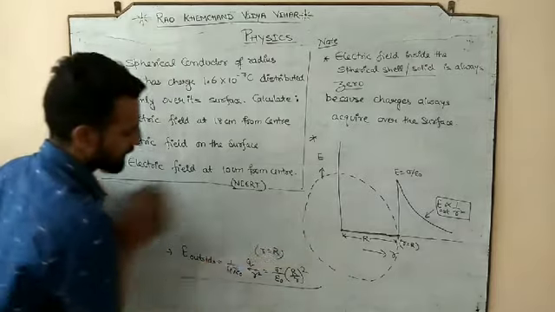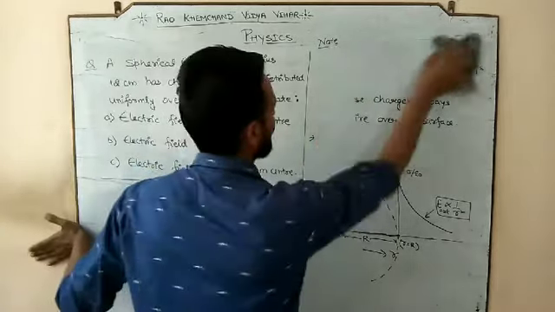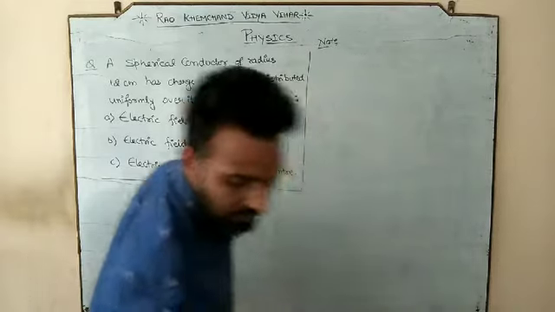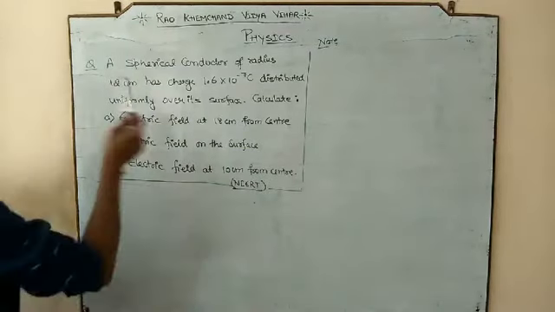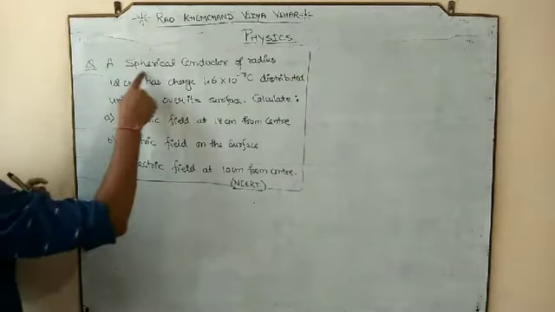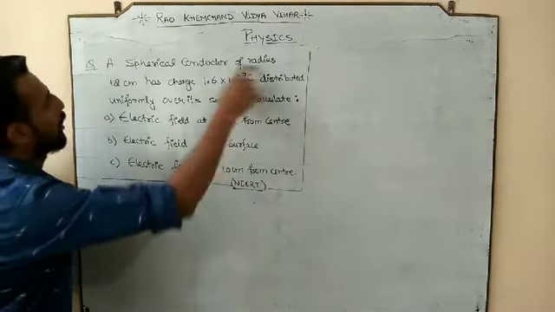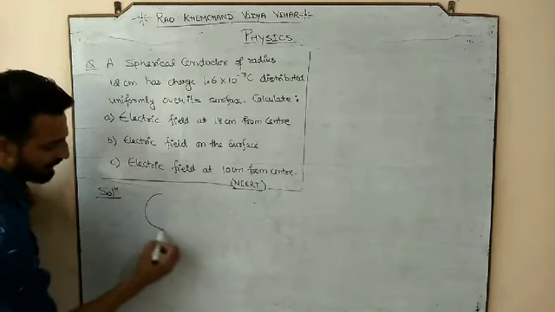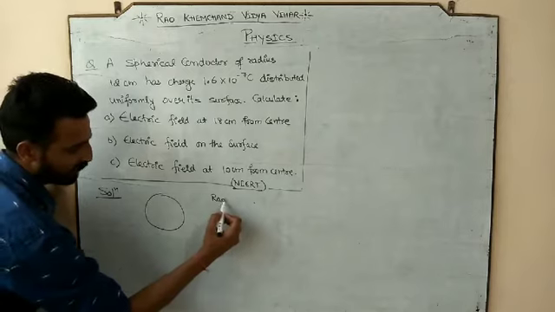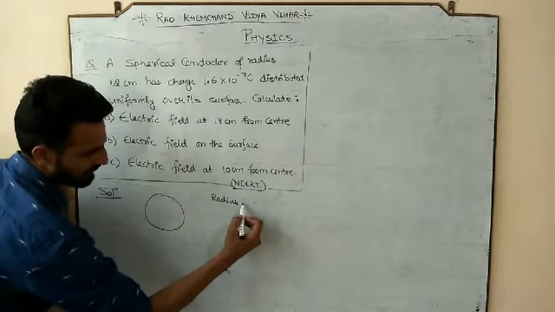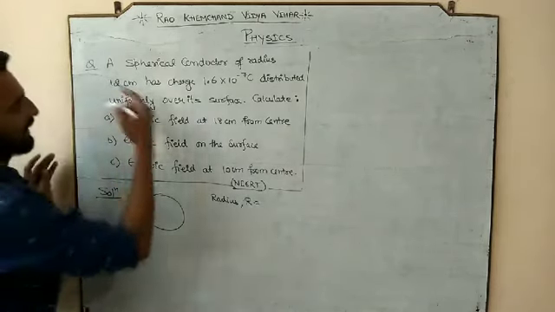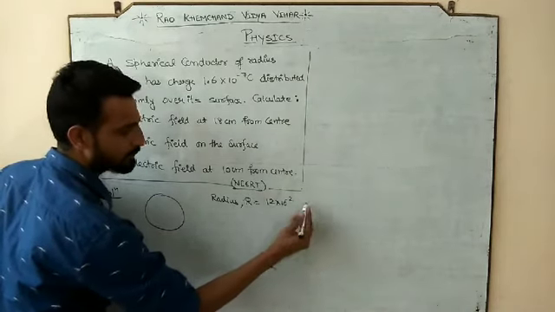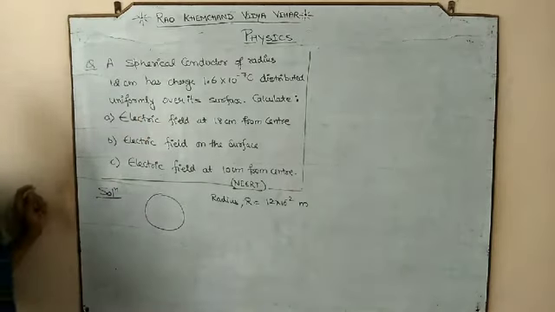Done? Okay. Now we are going to do the numerical which is related to the third application. So check this out, numerical. A spherical conductor of radius 12 centimeter. So what is the radius of the conductor? Capital R is 12 centimeter. Done? It is 12 into 10 power minus 2 meter.